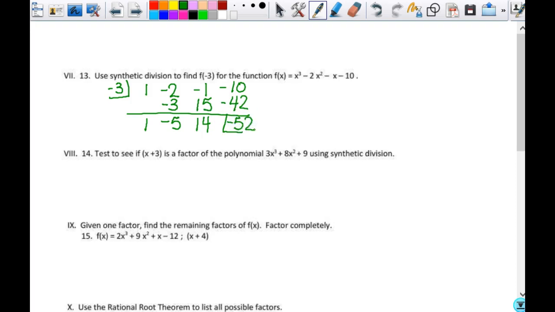So, and this is why I kept having you write down what it means that it is the remainder. Since there is a remainder, then x plus 3 is not a factor, but that's not what it was asking you for here. Anyway, it says use synthetic division to find f of negative 3. So when I do this, there's my answer right there. F of negative 3 equals negative 52.